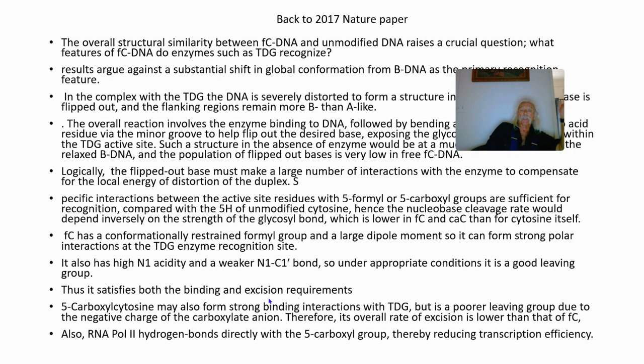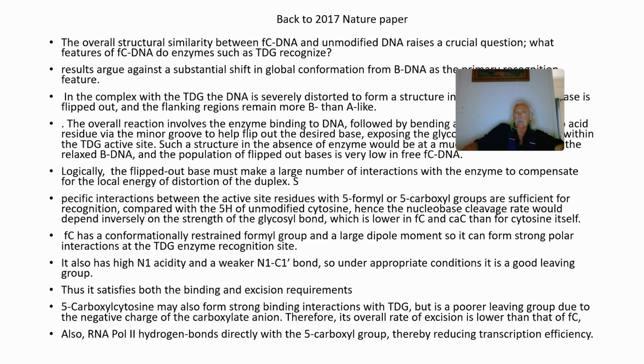So it satisfies the binding and excision requirements of the TDG. The 5-carboxyl cytosine can also form strong binding interactions with that enzyme, right? But it is a poorer leaving group. Why? Due to the negative charge of the carboxylate anion. It's not a formyl group, it's a carboxylate anion. So there's an energy charge distribution there. So the overall rate of reaction is going to be a lot lower than for the formylated cytosine.